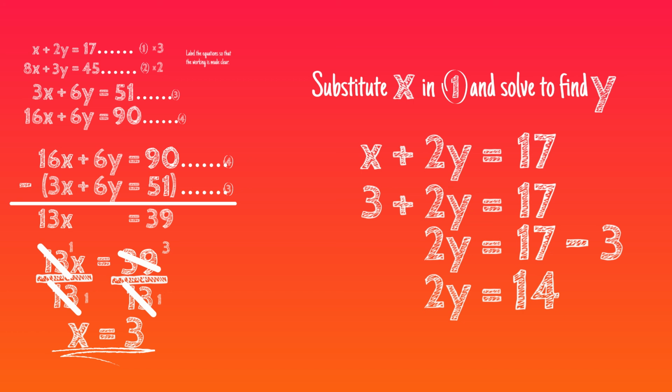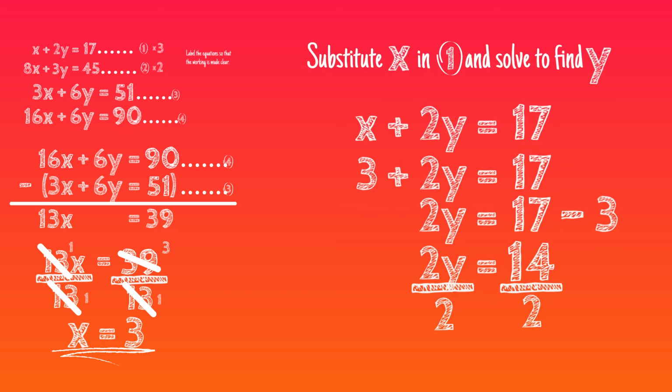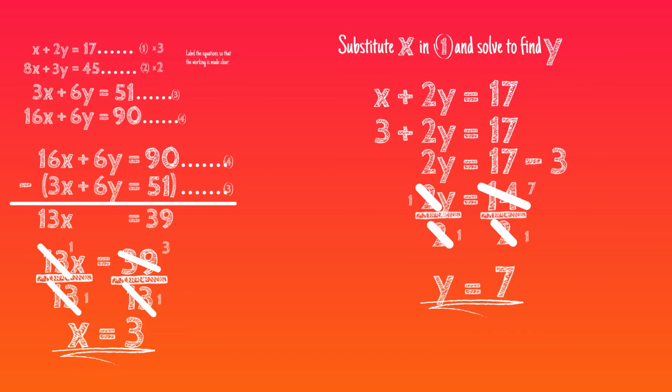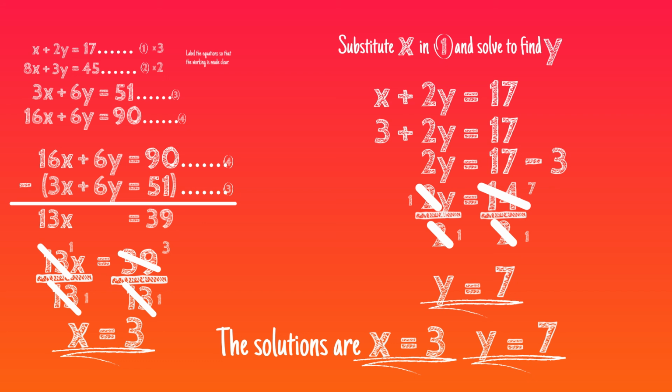We divide both sides by the coefficient of y to find the value of y. The coefficient of y is 2. So 2y divided by 2 equals 14 divided by 2. 2 into 2, 1. 2 into 14, 7. So y is equal to 7. So the solutions are x is equal to 3, y is equal to 7.